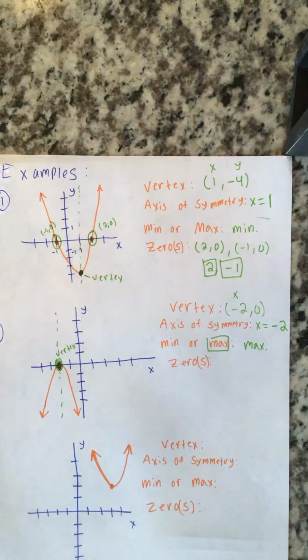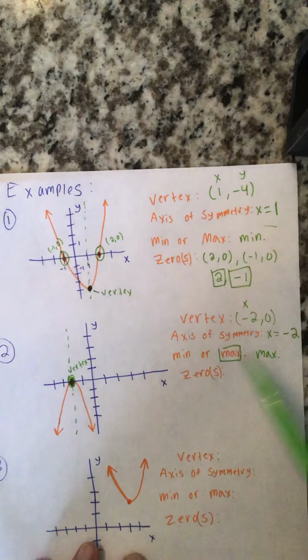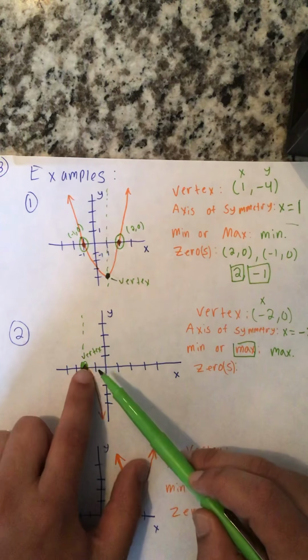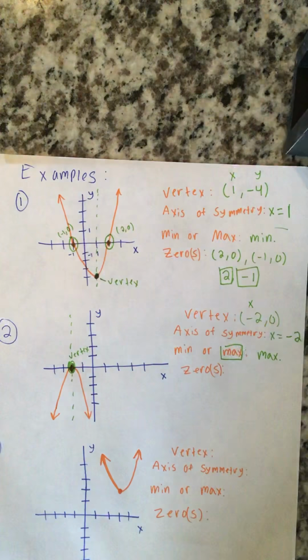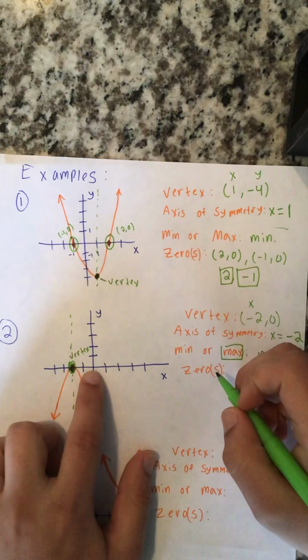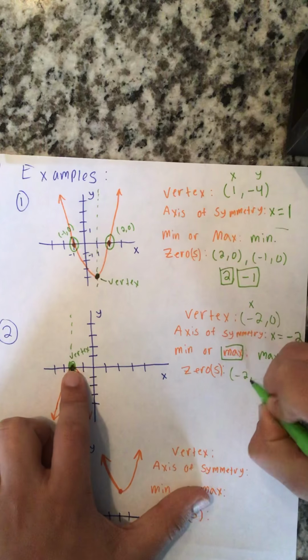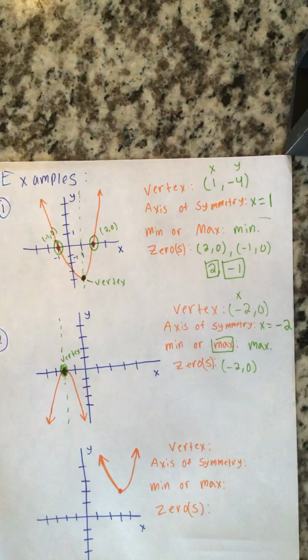Now for zeros, okay? Remember, that's where the graph crosses the x-axis, okay? So in this example for number 1, it crossed it 2 times, okay? But how many times does it cross it here? Only 1 time, right? Only 1 time it touches the x-axis, okay? So I'm only going to have 1 zero, okay? So I'm gonna write down that point. So it's right here, so it's -2, 0. So here, my vertex happens to be my zero. It's kind of weird, but it happens.